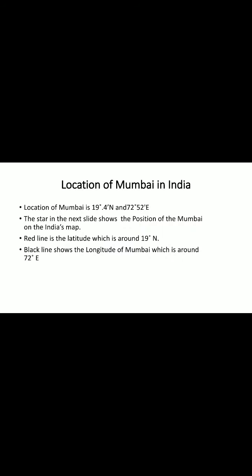The place where the latitude and the longitude meet is known as the location of that place, and here Mumbai is where the star is, right? So this is how the example goes. The red line is the latitude, and the black line is the longitude of Mumbai.